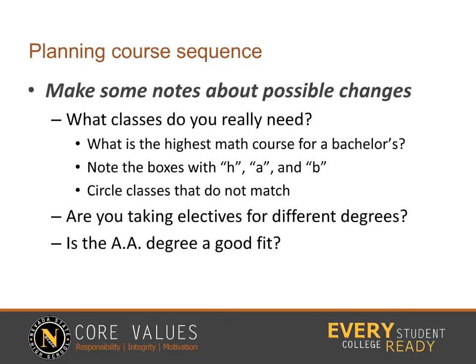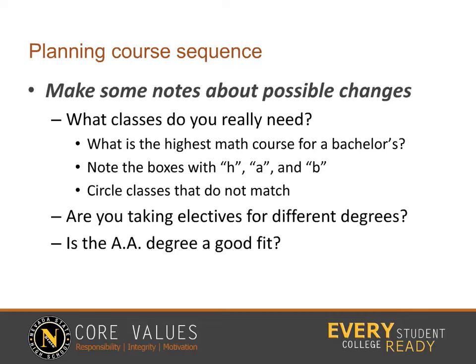Now that you have marked all the bachelor's degree classes, you may need to note some changes to your associate's plan. Let's start with math. What is the highest math you need for your bachelor's degree? Are you currently planning to take higher math than you need for your bachelor's degree? If you are, then you can evaluate the possibility of removing the extra math classes you do not need for high school or your college degrees and replacing them with other bachelor's required classes.